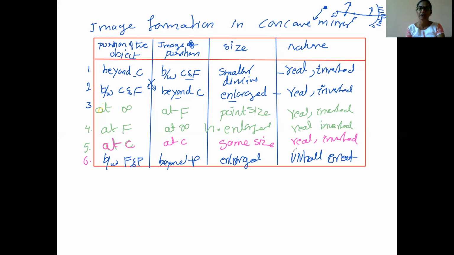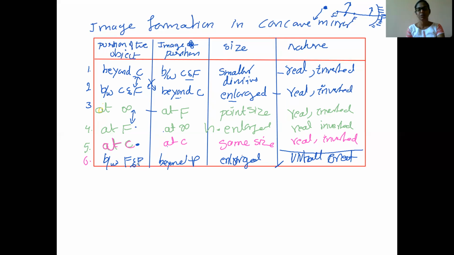The characteristics are the same up to here. Only in the last condition do the characteristics vary: virtual and erect. In all the remaining 5 cases, they are the same. And when the object is at infinity, the image will be at focus, or when you place it at focus, the image will be at infinity. That means these two are one condition and these two are a similar condition, and there is no other condition. Only at C will the same size form.